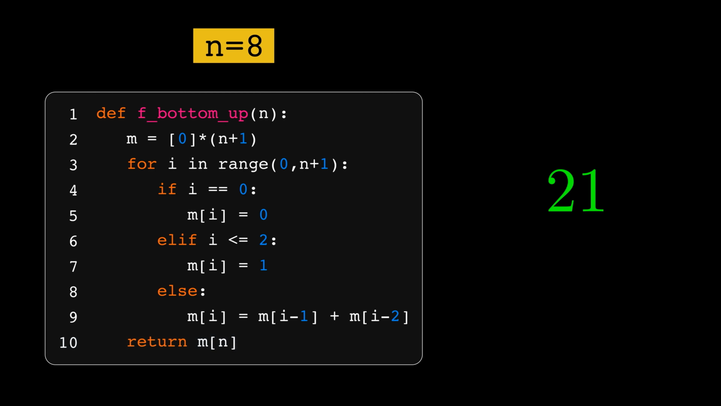Although this bottom-up implementation we just saw is efficient, it still requires an array to be created to store the intermediate results. However, in some cases we may need to save even more space. In such cases, we can use a space-saving bottom-up implementation, which we will discuss next. The principle here is: save only what you need.